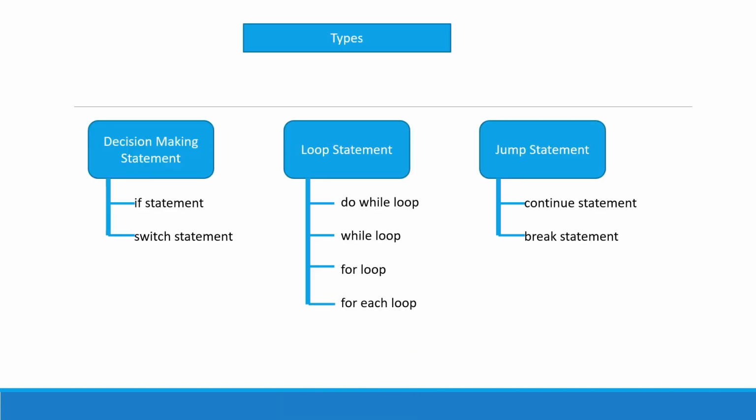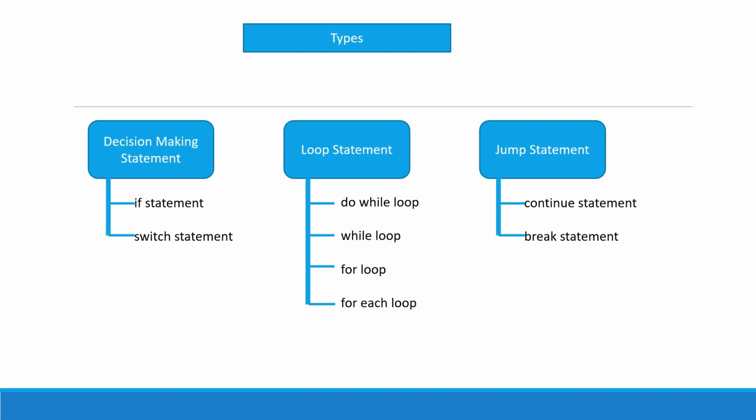The control statements have three types: decision making statement, loop statement, and jump statement. Decision making statement means how I can decide according to the condition. Looping statement means if I have to run something continuously for repeated times, then I will use the loop statement.